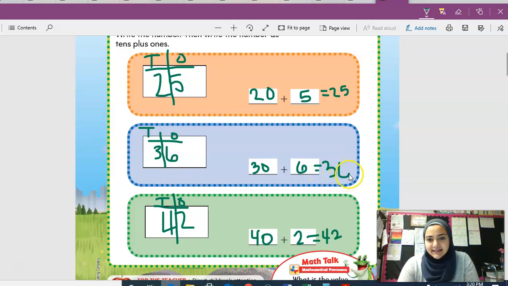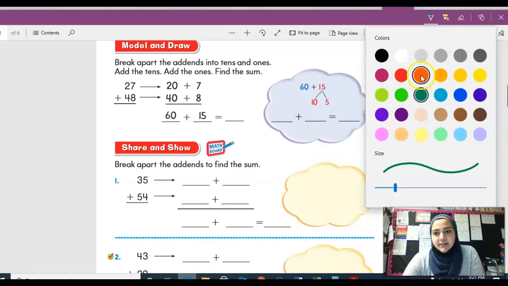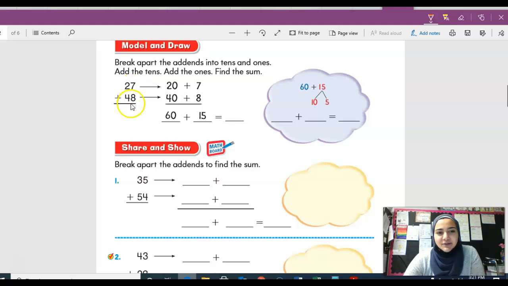30 plus 6 is 36. Very good. All right, so let's keep going. It says break apart the addends into tens and ones, and then add the tens, add the ones, and find the sum. So we have 27 plus 48. They want us to break apart the tens and ones like we just did. So 20 plus 7, and then 40 plus 8. And then you add the ones, and then you add the tens. So 7 plus 8 is 15. And then 0 plus 0 is 0, and 2 plus 4 is 6.